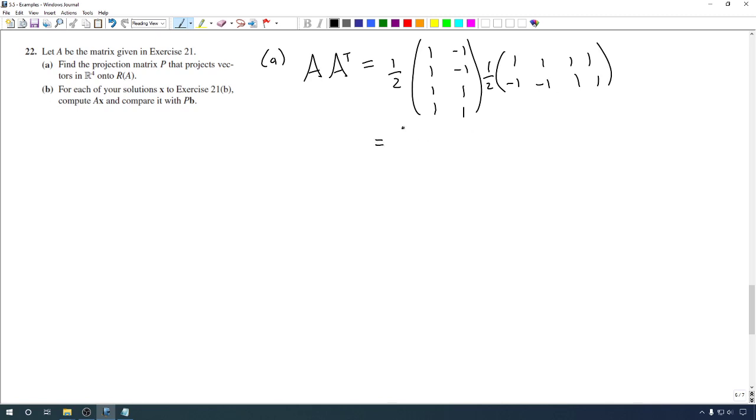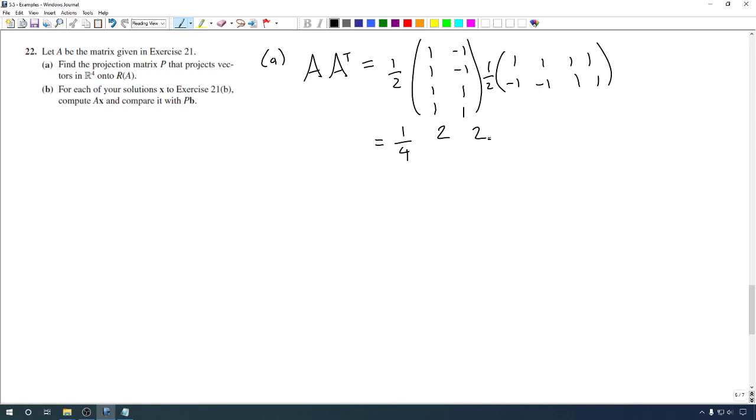If we multiply that out, we do have a 1/4 out in front, but now we have a 4 by 4, and probably should leave myself a little more room for that. The first one is going to be this row by that column, so we have 1 plus 1, so we actually have a 2 in this first spot.